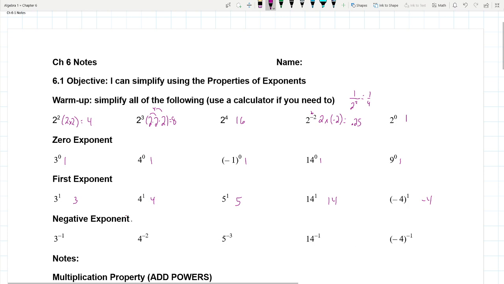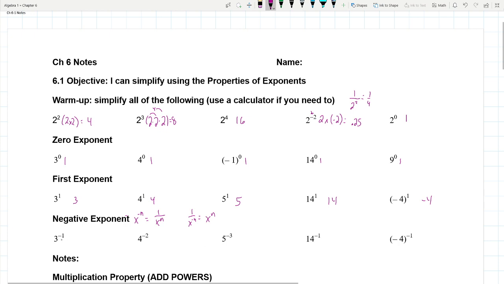The negative exponent: if I have a negative exponent, so x to the negative n, this is going to be 1 over x to the n. And so putting it on the other side of that fraction bar turns it into a positive. And it works the other way too. If I had 1 over x to the negative n, this would be the same as x to the n.